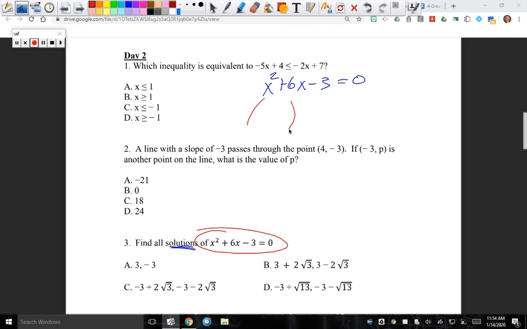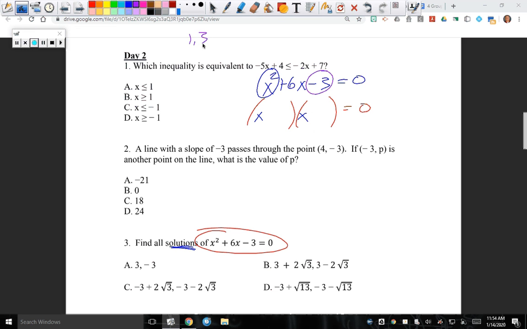I would try to see if I could factor this out into 2 binomials. Okay? I would ask myself, what 2 terms would multiply to get this term, which is x and x? And then I would ask myself, what 2 terms would multiply to give me a negative 3?